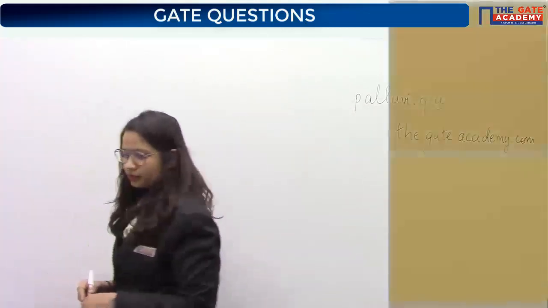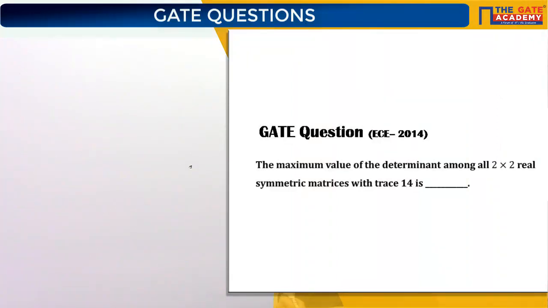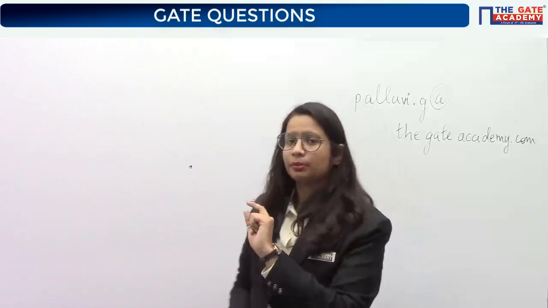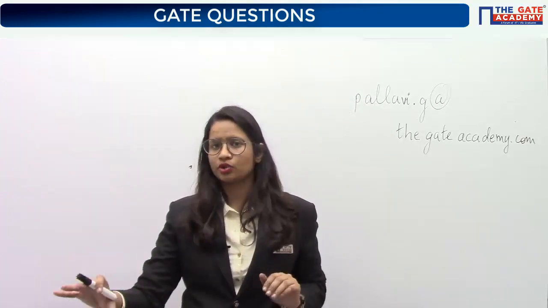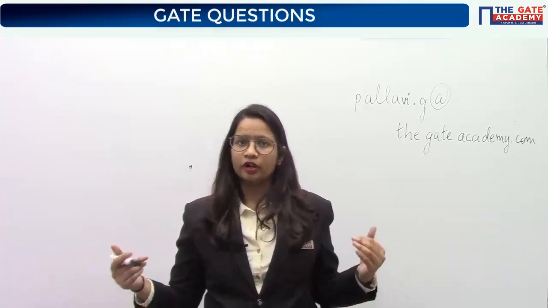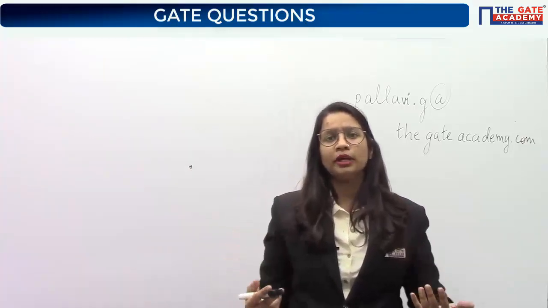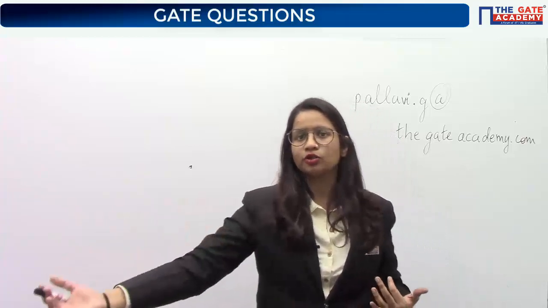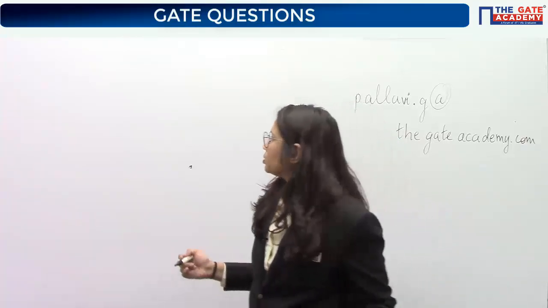Okay, let's see the question now. The maximum value of the determinant among all 2 cross 2 real symmetric matrices with trace 14 is this. First advice to you: in a question from this chapter, linear algebra, if you have not been given some matrix, like in this question there is no matrix given, but some data is given regarding that matrix, then we will just assume a matrix such that it follows all the given conditions.